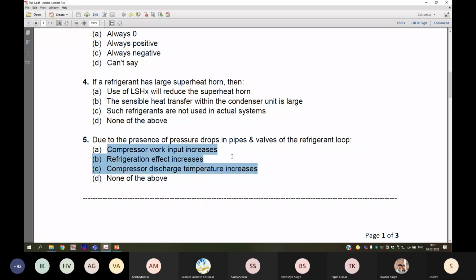Okay, so refrigeration effect increases, is that correct or incorrect? So this one is correct, A is correct. B is correct or incorrect? Okay. Why with such poor conviction? Incorrect. Okay, and C is correct. So A and C are correct.